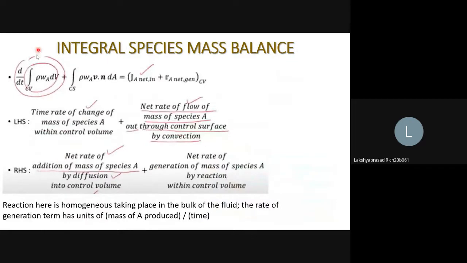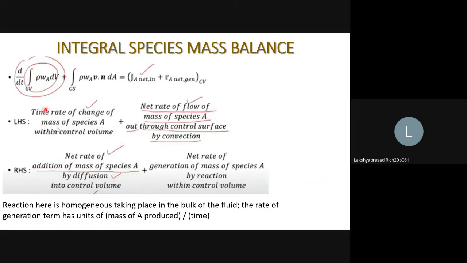Now using RTT, we can get this transient and convection term. This is something which we have already seen in the total mass and momentum balances. So here the small v in RTT will be just wA, which is the mass fraction of species A. So this is the transient term and this will be the convection term, rho wA V dot n dA. V is the mass average velocity of the mixture in this case. So we have written this integral species mass balance in terms of mass units. J net in will be the diffusion term and this will be the reaction term RA.